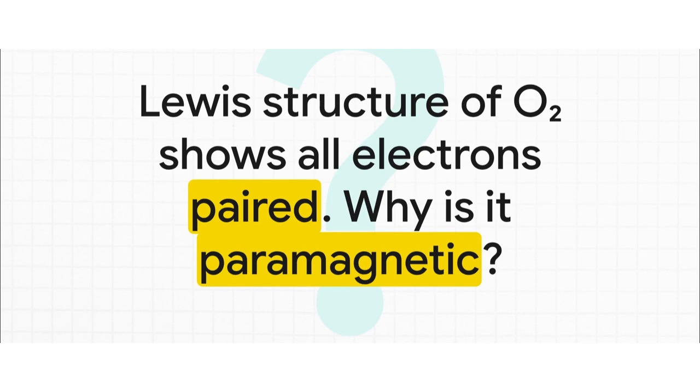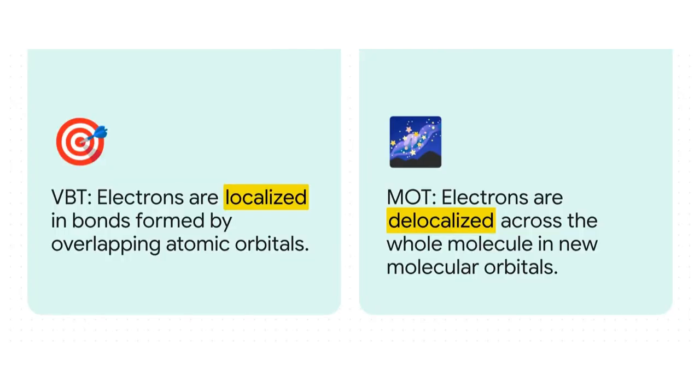And to solve this puzzle, we need our final and most advanced theory, molecular orbital theory. So what's the main difference between VBT and MOT? VBT assumes that electrons are localized or fixed in a bond between 2 specific atoms. Atomic orbitals just overlap. MOT, on the other hand, has a totally different approach.